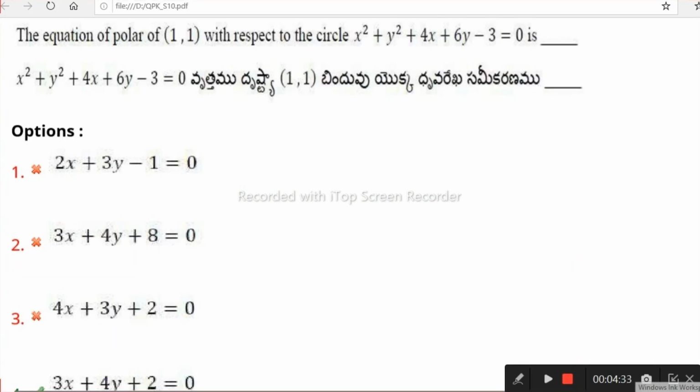Yes, what is this question? The equation of the polar of (1, 1) with respect to the circle. Just simply the equation of polar. What is the equation of polar? Yes, the equation of polar is S1 equal to 0. This point is taken as (x1, y1).